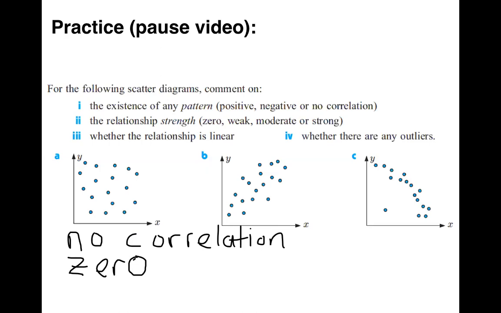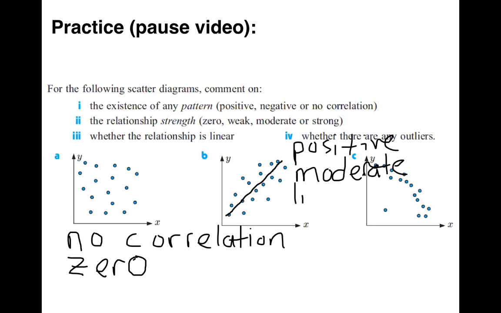This middle scatter plot, it looks like there is a positive correlation, and that the relationship is moderate. It doesn't look strong, but it doesn't look particularly weak. Somewhere in the middle, moderate. It does look linear. It looks like I can draw a line to describe the trend here. So we're going to call this linear. And it does not look like there are any outliers.